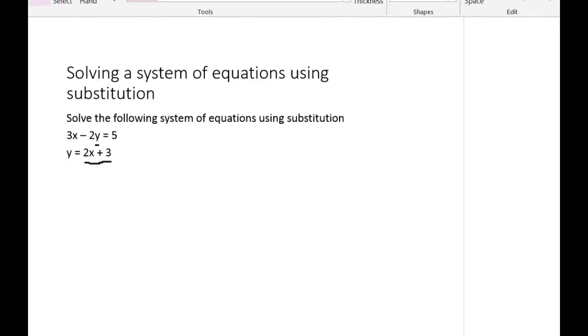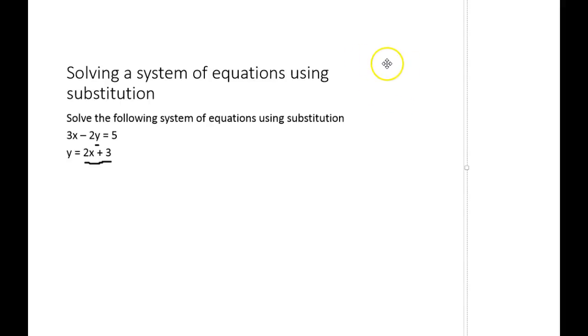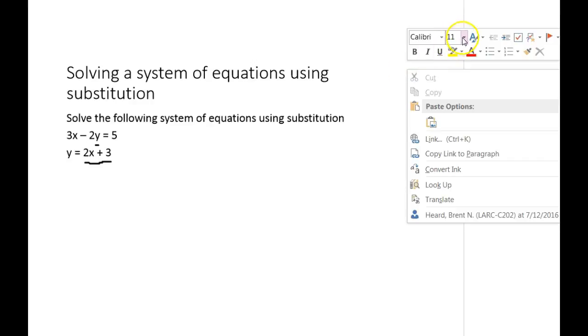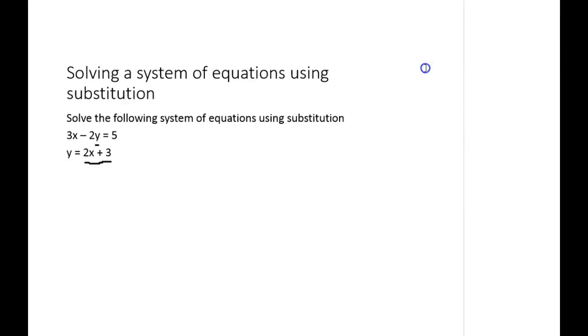Let me see if it'll let me type here, and set it up here. I'm going to have 3x minus 2 times (2x plus 3), because I'm plugging that 2x plus 3 in for y in the above equation, equals 5.